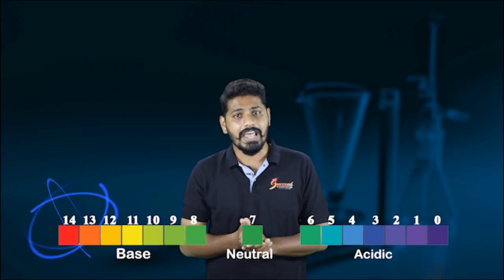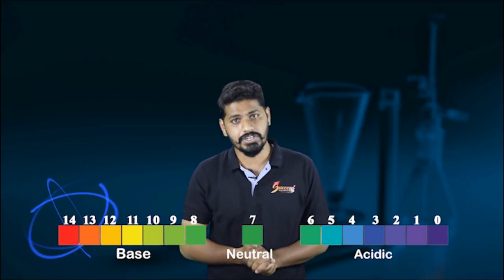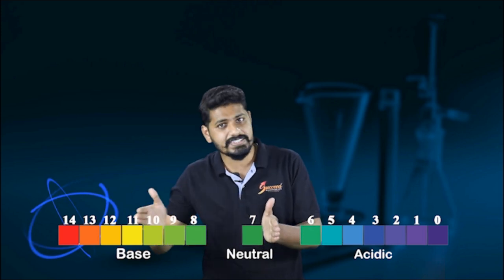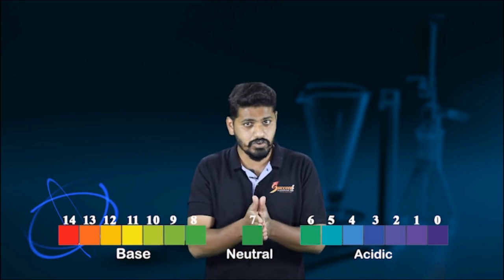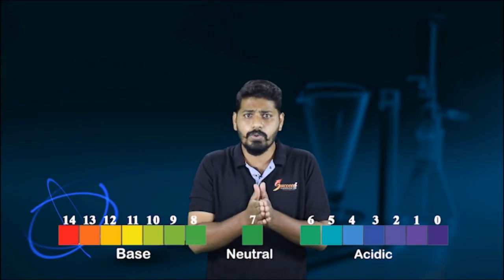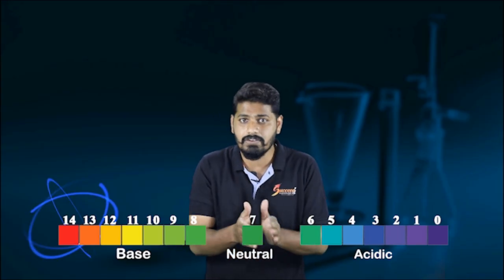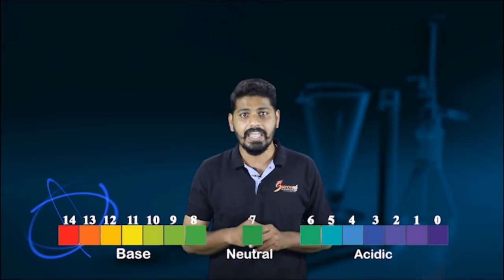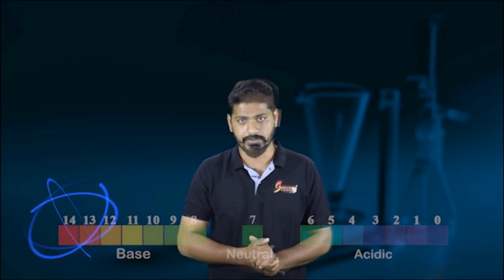Suppose it shows a value less than 7, the given solution is acidic in nature. Suppose it shows values more than 7, it indicates that the solution taken is basic in nature. As well as, suppose it's stagnant on the number 7, that clearly indicates it is not an acid, it is not a base, it is a neutral solution.